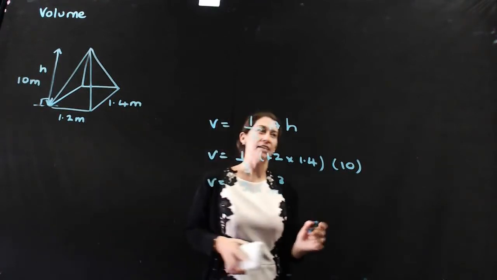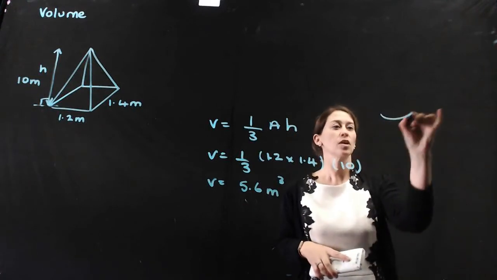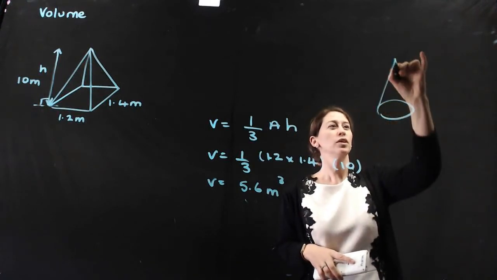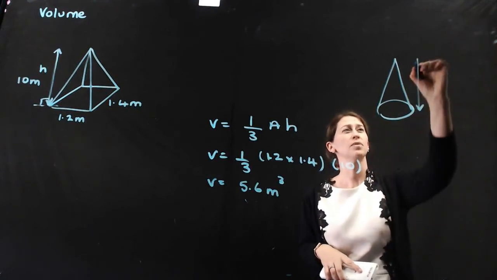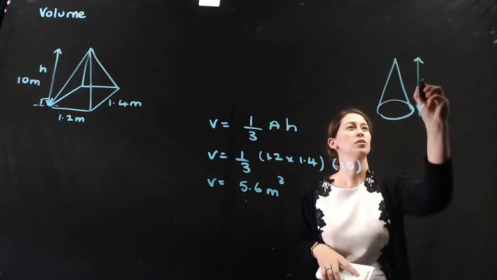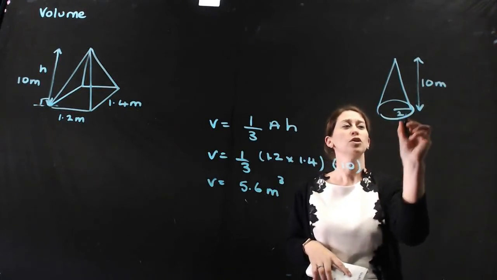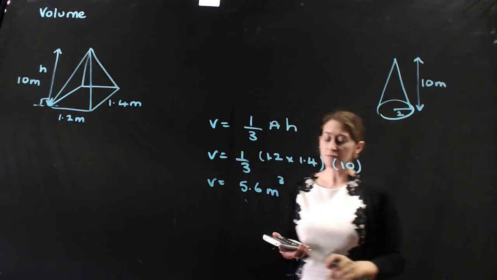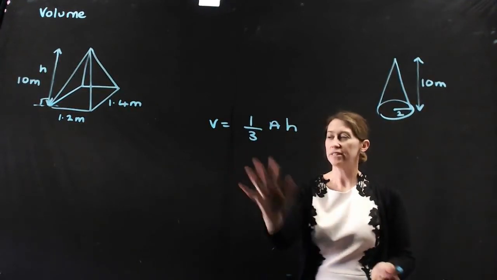Let's have a look at a cone. Let's do a circle with an apex. Let's go with a height of 10 again, 10 meters, and let's go with a radius of 2 meters. So its volume, and I'll just clear this space. Okay, so I've cleared this space now.